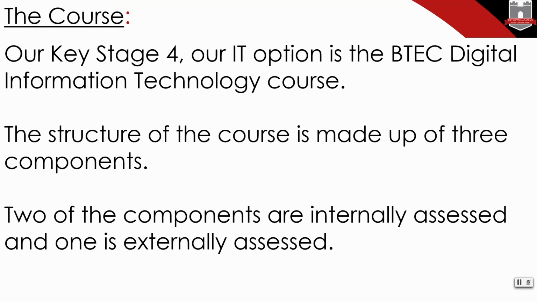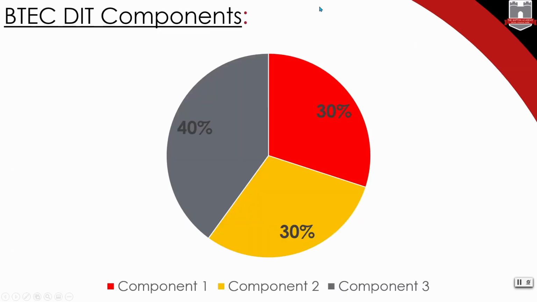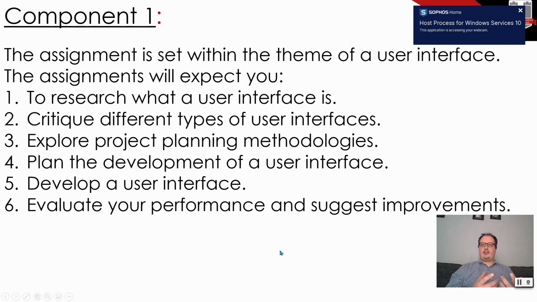Two of the components are internally assessed, so they're actually coursework, and one of the components is externally assessed, so it's an examination. Now, when you look at the breakdown of the marks, the two coursework ones are worth 30% each, and the examination is worth 40%. Now, each of the components essentially comes in the form of three assignments, so there's always three separate assignments for the coursework ones.